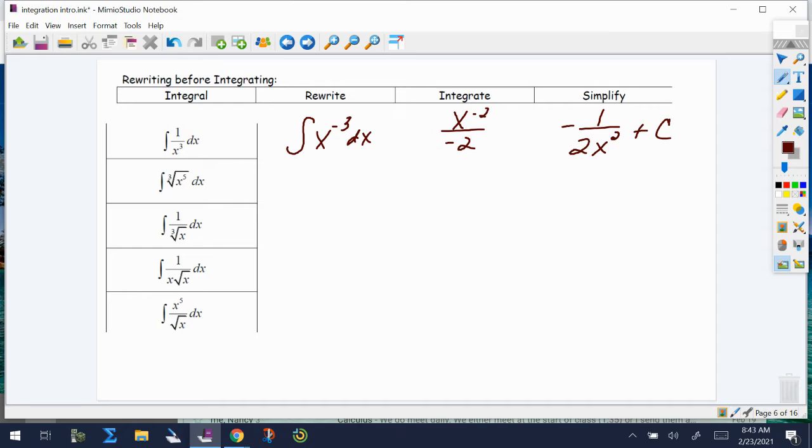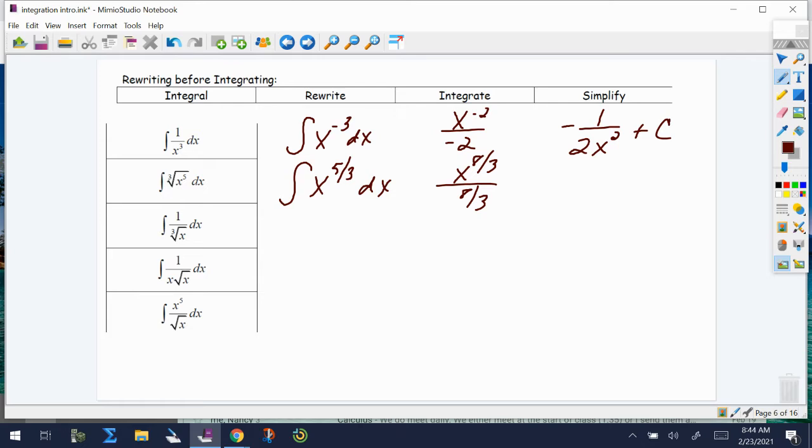The next one, you want to use your radical rules for rewriting as exponents. So that's going to be power over root. So fifth power over third root. So then power 1 greater would be 8/3. So you have x to the 8/3 over 8/3.